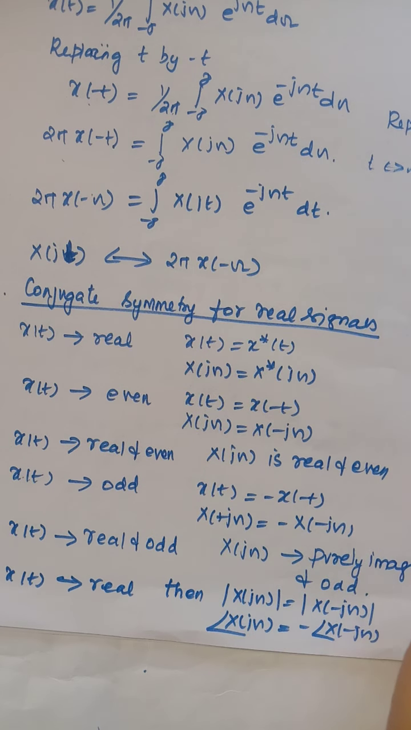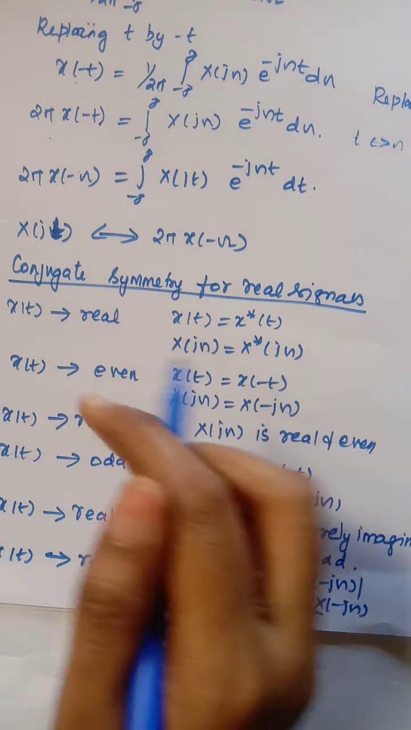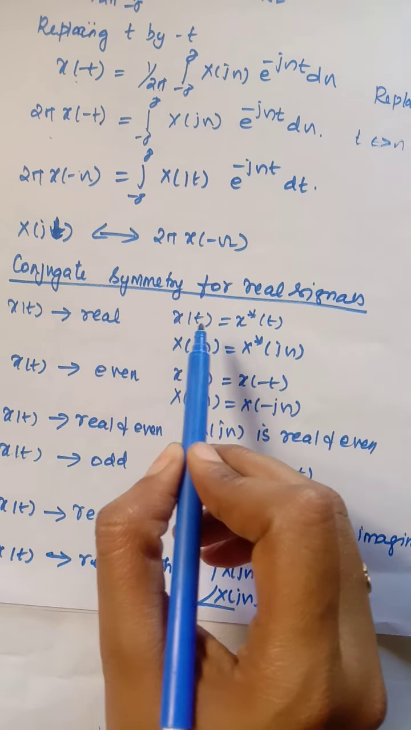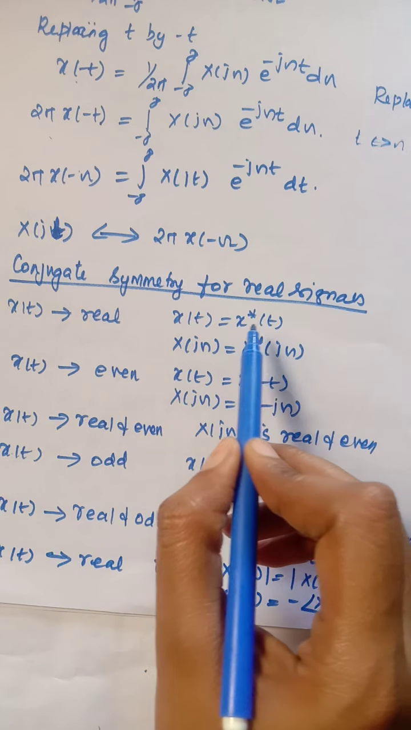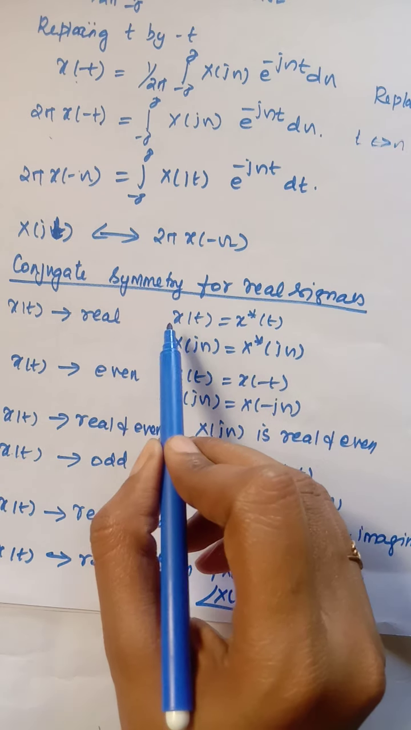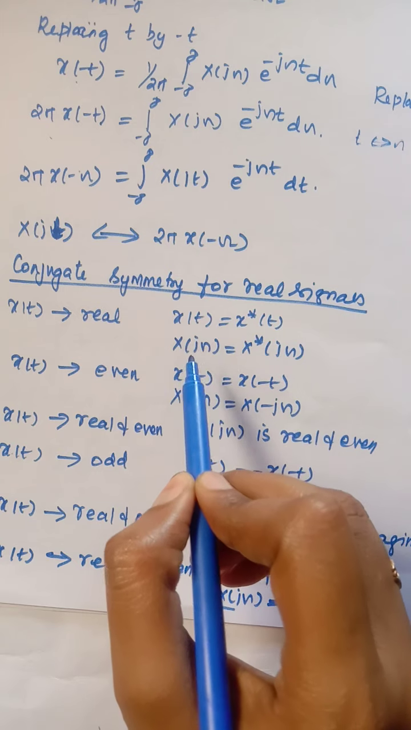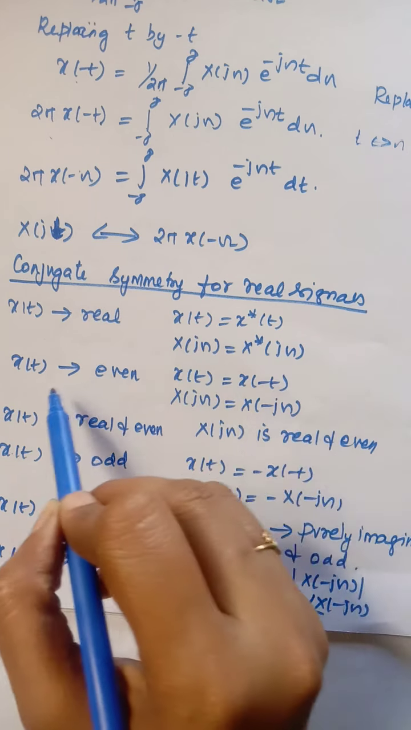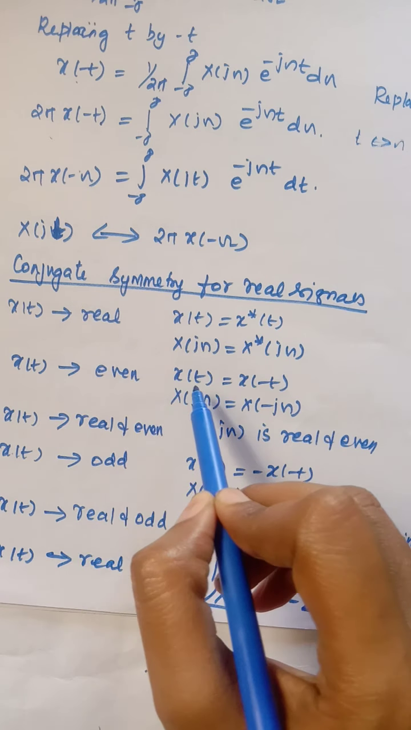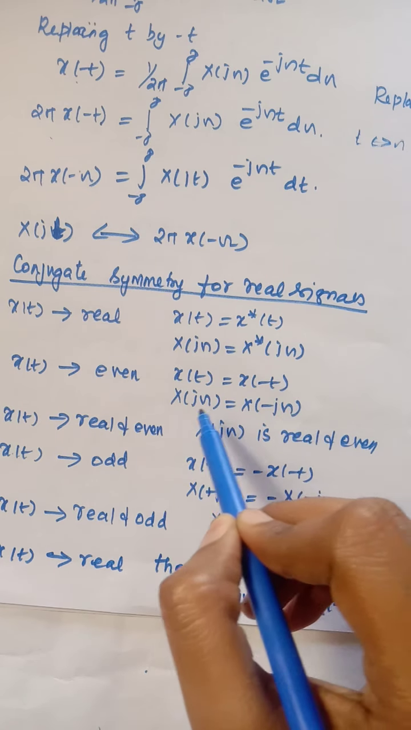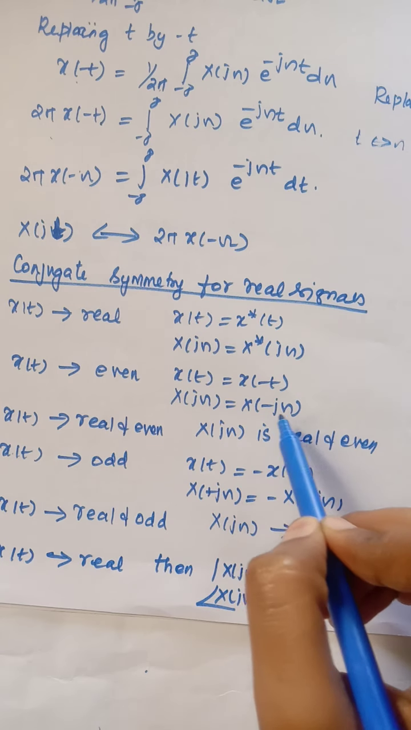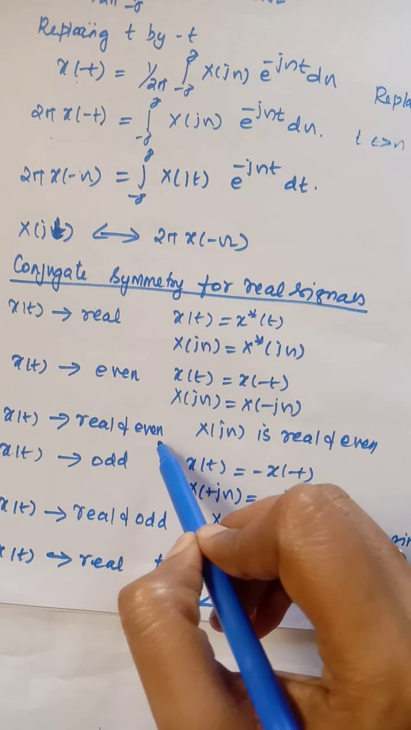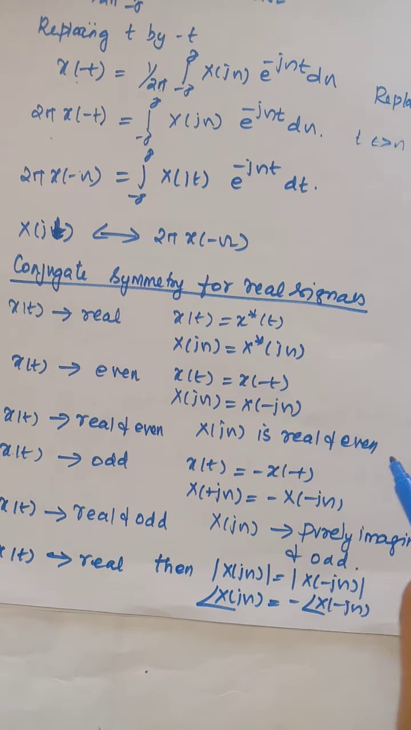The next one is the conjugate symmetry property, the last property. We have already discussed a similar property in Fourier series. If x of t is real, then x conjugate of t and x of t have the same value. Similarly, in the frequency domain, x conjugate of j ohm and x of j ohm are the same. Next, if x of t is even, x of t equal to x of minus t, and x of j ohm is equal to x of minus j ohm. If x of t is real and even, x of j ohm is also real and even.